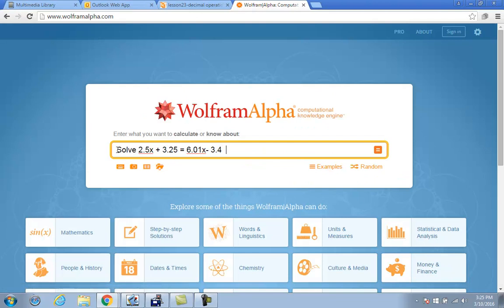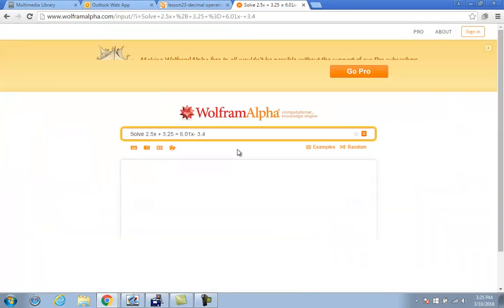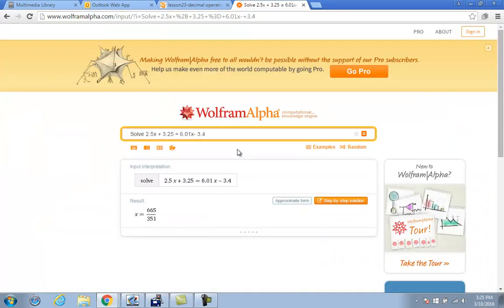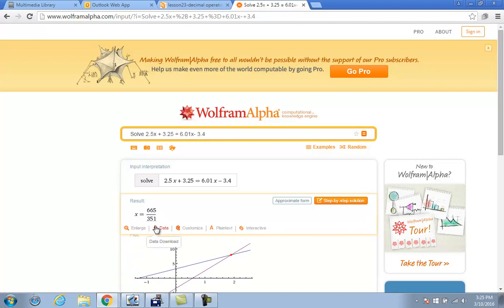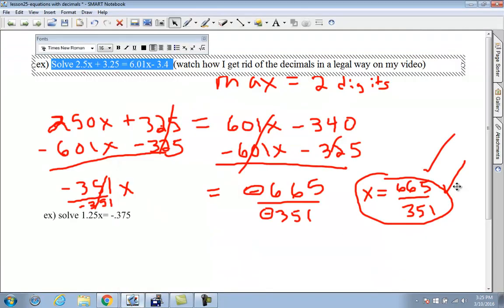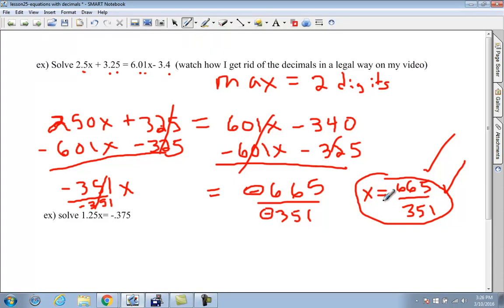So when it's midnight and you have no one to help you, notice I just typed this equation into Wolfram Alpha. You can get an app on your phone as well. Hit enter. And look, it spits out the answer for you. And if you have the app, you can hit step-by-step solution. But like I said, 665 over 351, that's just a crutch, right? I just wanted a little crutch, you know, the computer to tell me, yes, you did it right. So I only lean on Wolfram Alpha after I've done the problem myself.